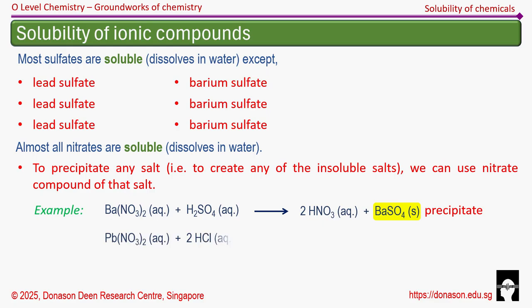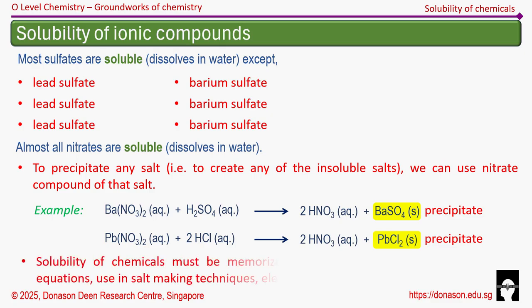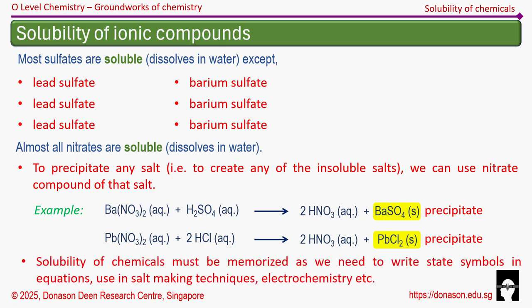Another example of precipitation would be the formation of the insoluble lead chloride salt, where soluble lead nitrate solution is mixed with hydrochloric acid to produce it. The other byproduct would be the nitric acid, which can be filtered off and removed from the mixture. We need to know the solubilities in order to write state symbols in chemical equations, for use in salt-making techniques to know which substance to add in excess and filter off, and also in the topic on electrochemistry to identify what products are formed at the anodes and cathodes.